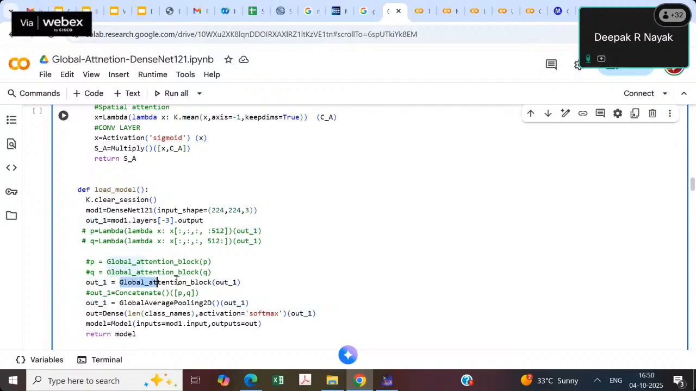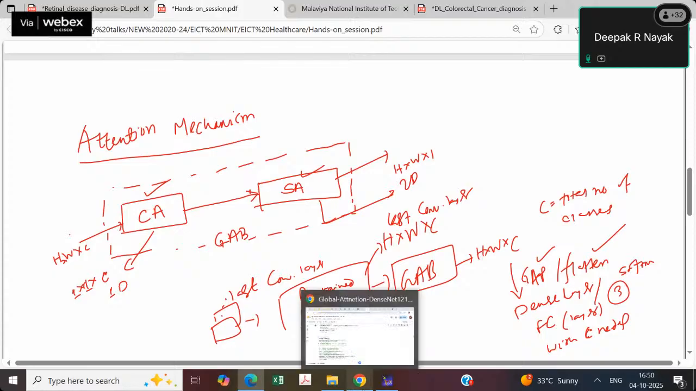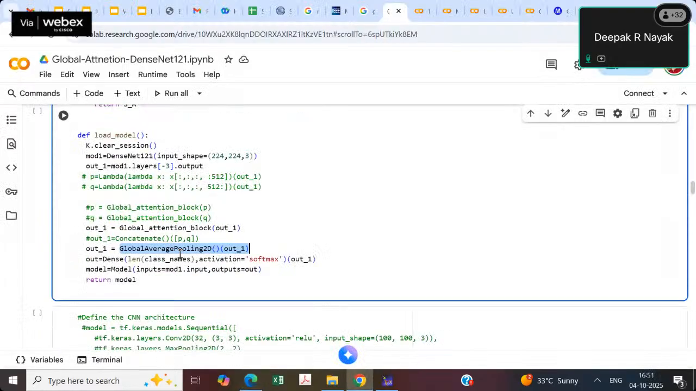If you are applying the global attention block over it, you are getting the output over here. That's the enriched feature. You can see the attention feature map we have. And after that, as I mentioned, we can apply a global average pooling, right? Or you can flatten the 3D tensor into a one-dimensional vector like this. Either you can use a global average pooling or you can use a flatten. But flatten is again going to give us more number of parameters, right? Global average pooling also is widely being used, right?